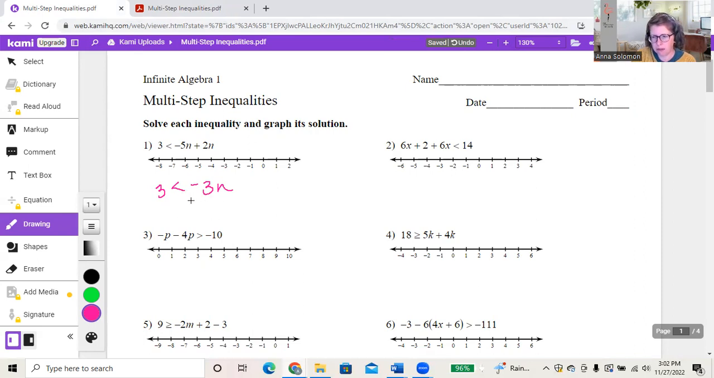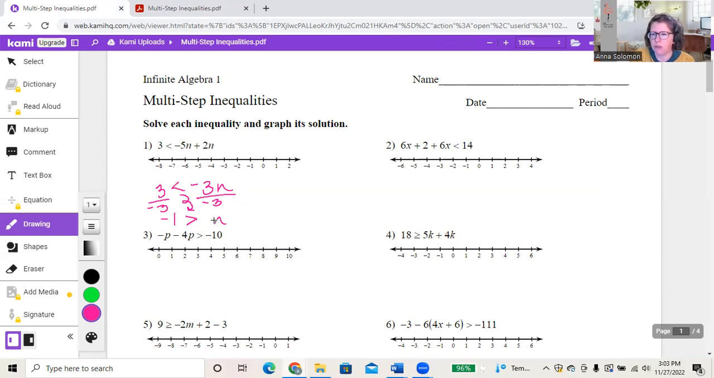The difficulty with inequalities is that when you multiply or divide by a negative number, you will have to flip the sign. So in this case, we are going to divide by negative 3 because we want that n by itself. 3 divided by negative 3 is negative 1. We're going to end up with just n here, and then this sign needs to flip, so it's going to face the other direction now. If you divide by a negative number or multiply by a negative number, the sign will face the opposite direction of the original sign.